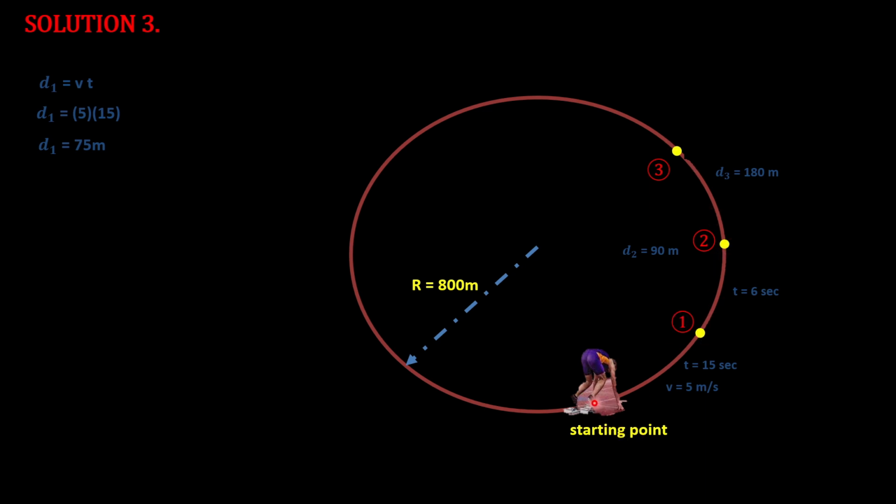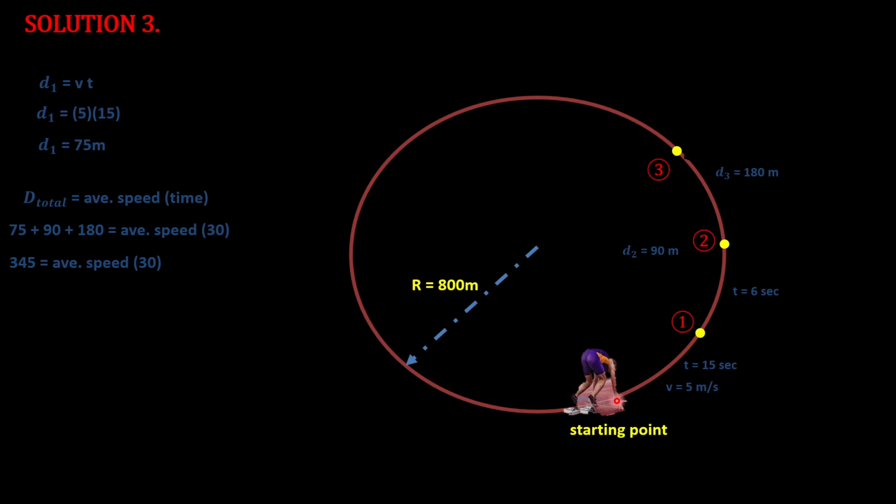So, alam natin, from starting point hanggang doon sa last point, final point niya, malalaman natin total distance na 75 plus 90 plus 180. Yan yung 345. So, distance is equal to average speed times time kasi para silang scalar quantity, distance and speed. So, total distance is 345.